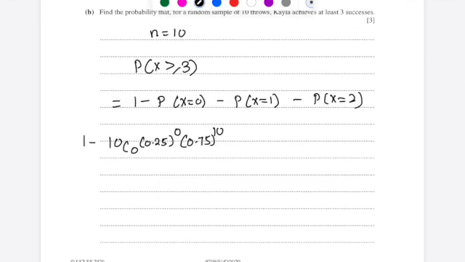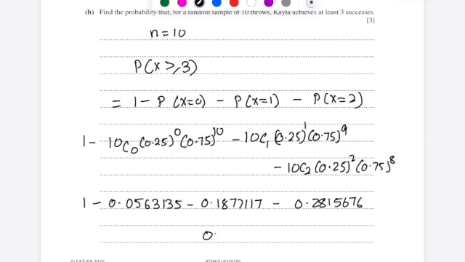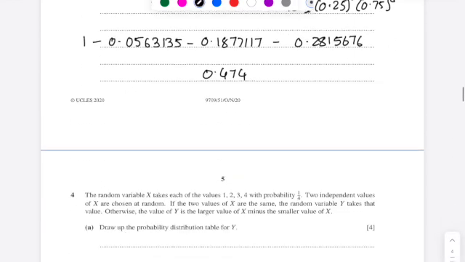Minus 10C1, 0.25 to the power of 1 and 0.75 to the power of 9, minus 10C2, 0.25 to the power of 2, 0.75 to the power of 8. So which is 1 minus 0.0563135 minus 0.1877117 minus 0.2815676. When you simplify that, you should be getting 0.474.